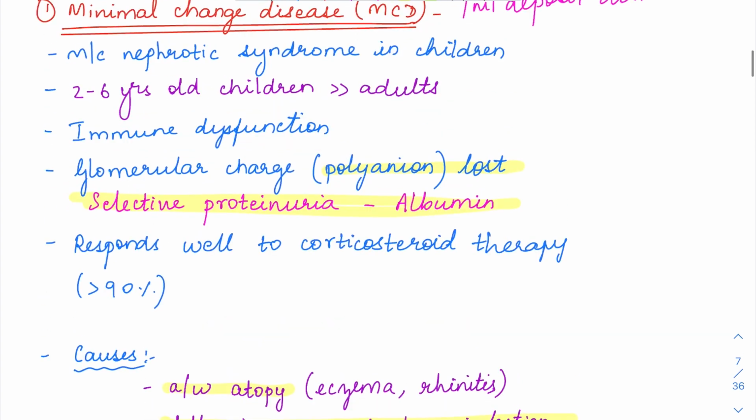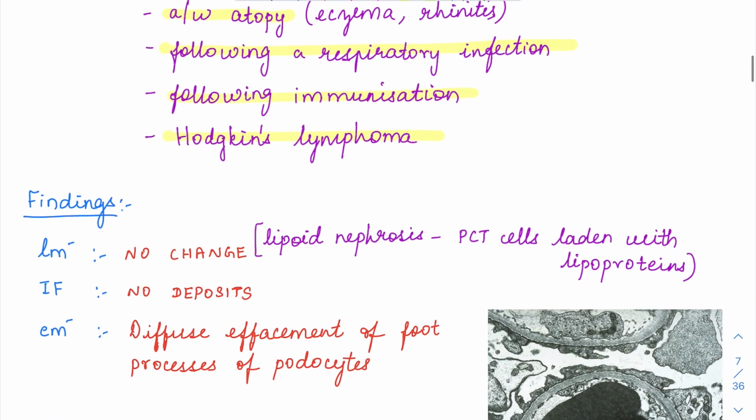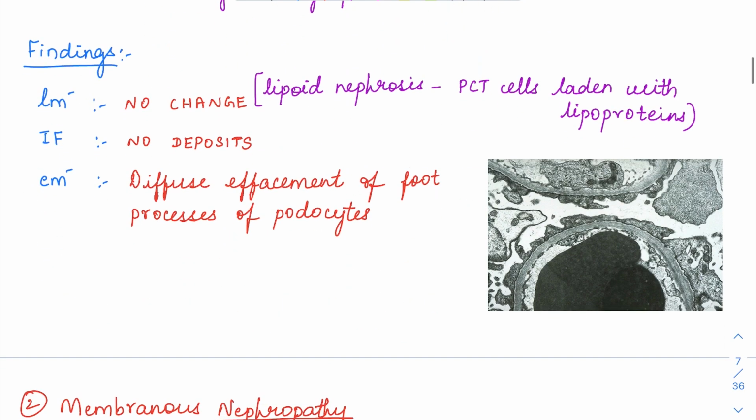The very important thing about minimal change disease is that these kids respond very well to corticosteroid therapy. More than 90% respond. While adults presenting with minimal change disease don't respond that much, and some percentage of adults can progress on to renal failure also.